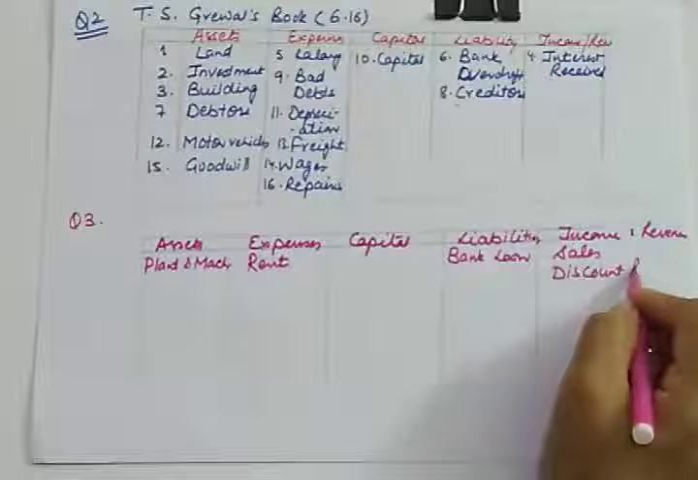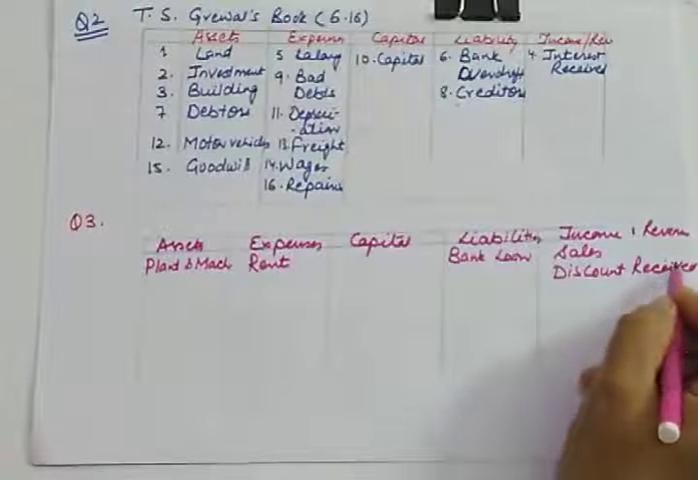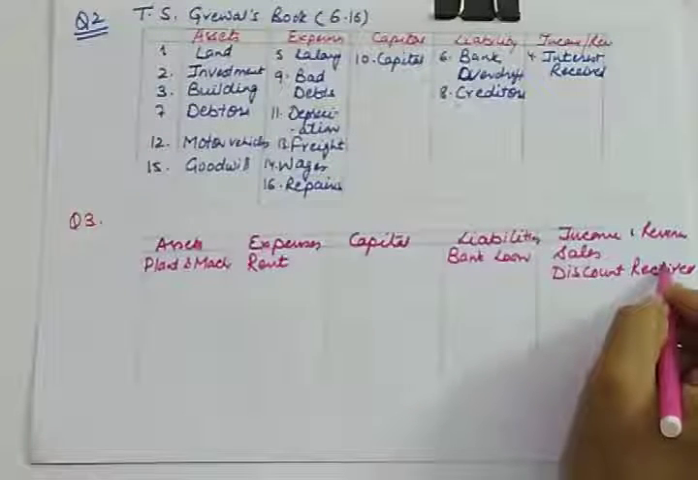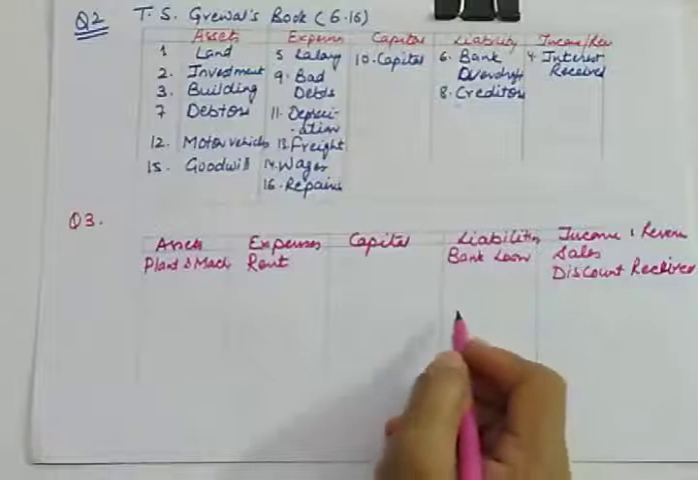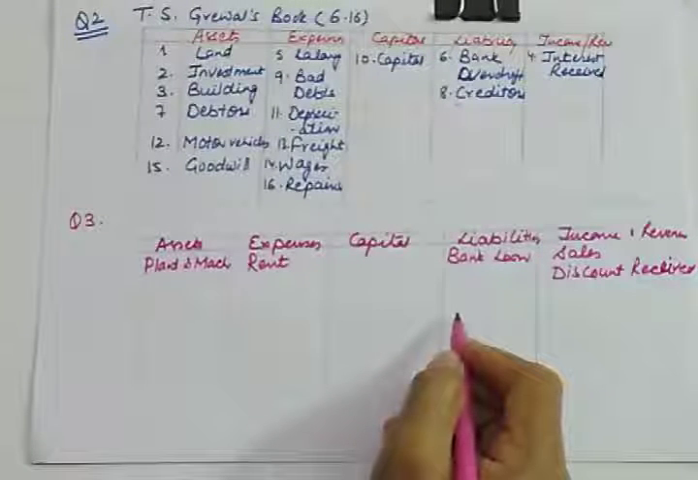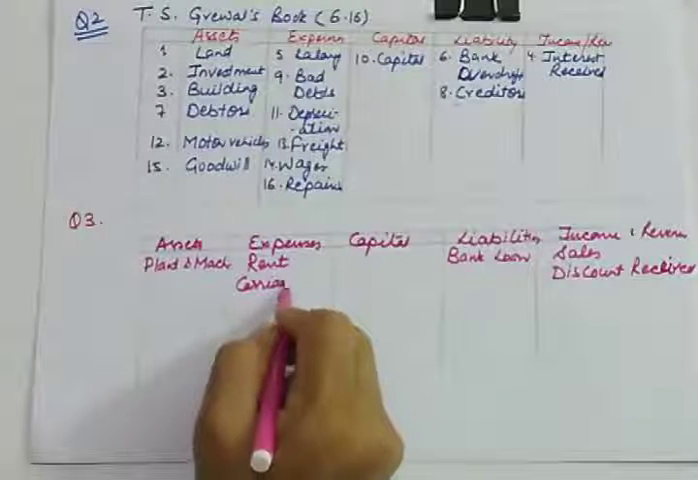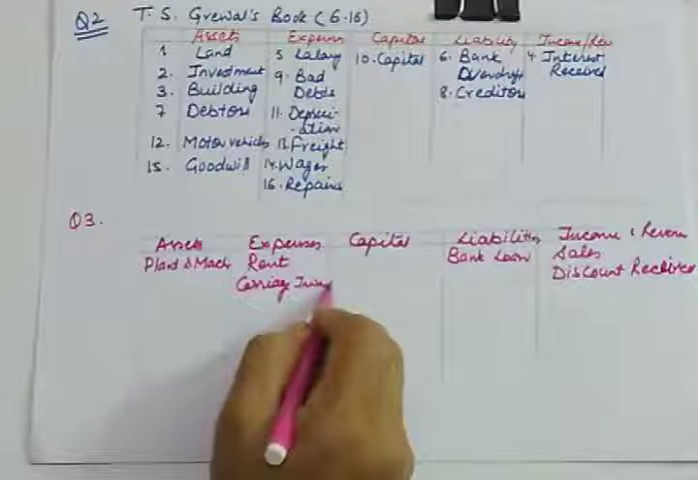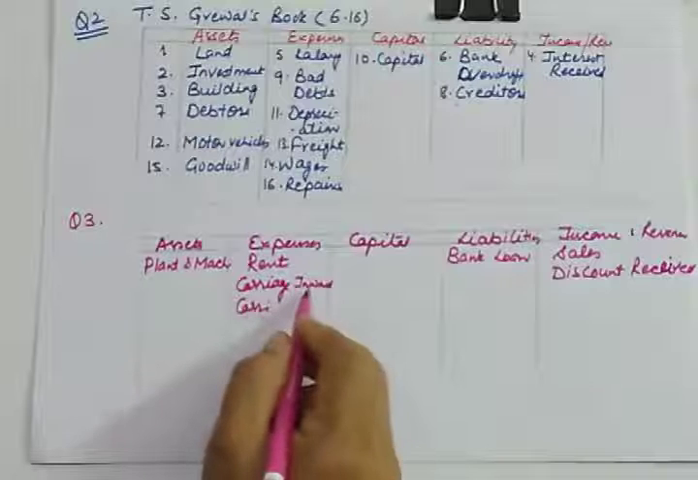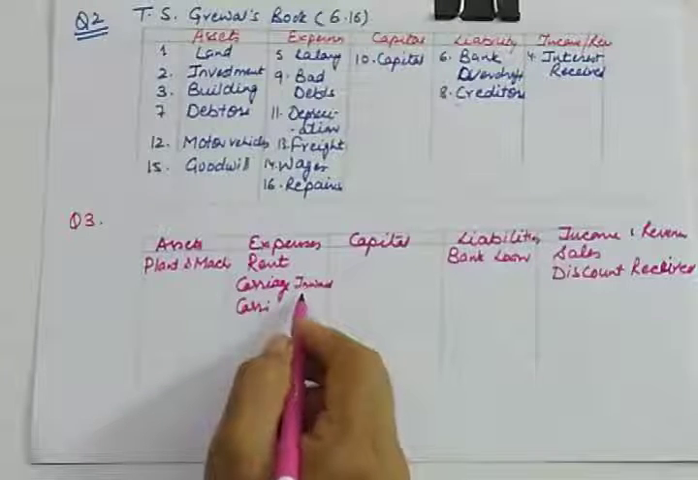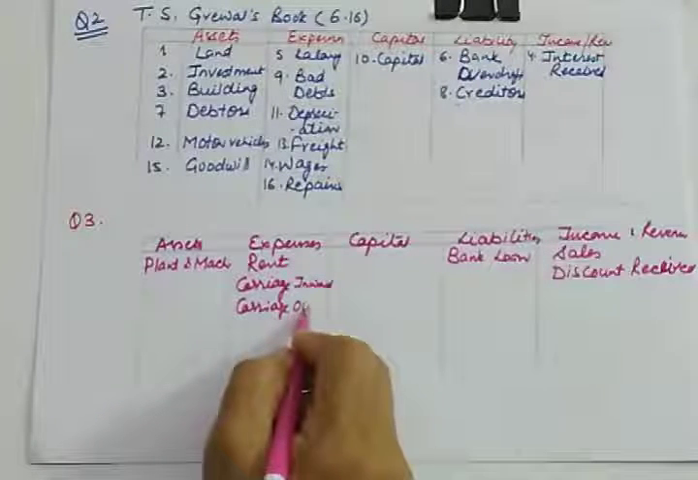Discount received. Now next, after discount received, is your carriage inward. Carriage inward is your expense. The next is carriage outward. Carriage inward is on purchase, and carriage outward is on sale.